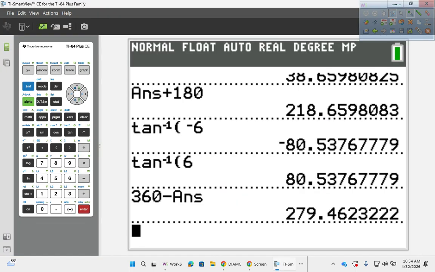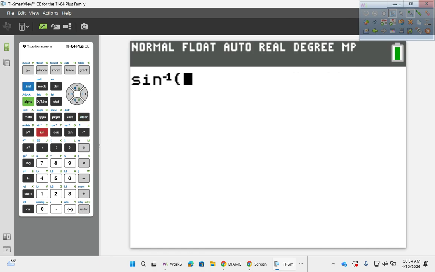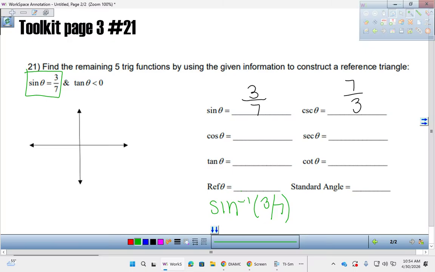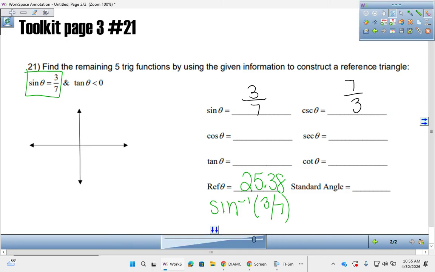Make sure you're in degree mode. Sine inverse of 3/7. 25.38. And I haven't even done anything with the triangle yet, right? So I can get all of that just from that first piece of information. But I want to draw a triangle because it says reference triangle. So I have to figure out, well, with a 3/7, where am I going to go?